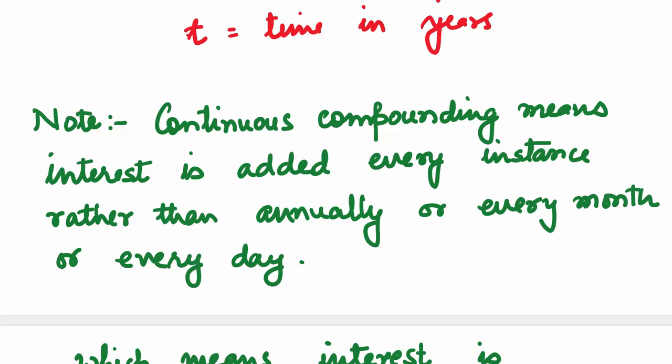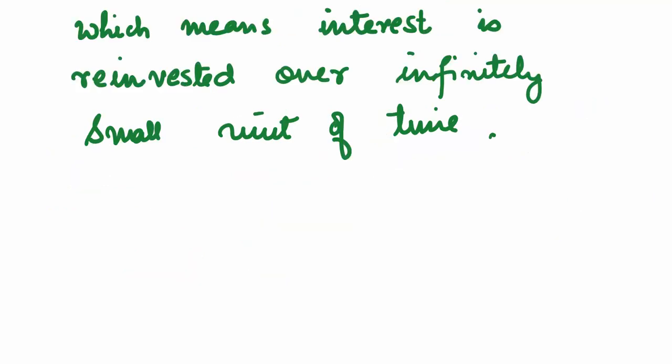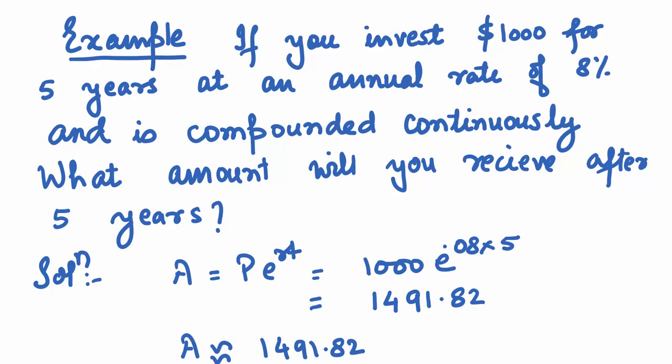Now, what is continuous compounding? Continuous compounding means interest is added every instant rather than annually or every month or every day, which means interest is reinvested over infinitely small units of time. Let us take an example and see how e is used when our interest is compounded continuously. In this example, we are given, if you invest $1,000 for 5 years at an annual rate of 8%, and this is compounded continuously, what amount will you receive after 5 years?